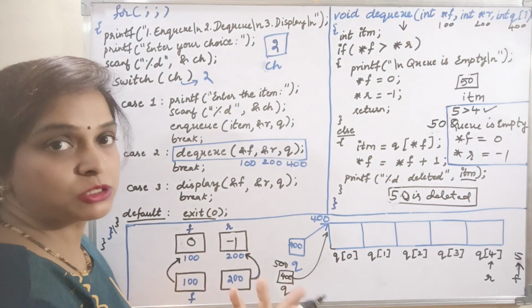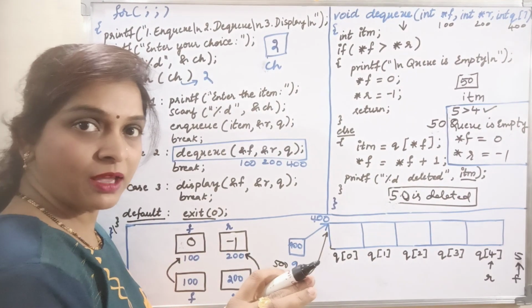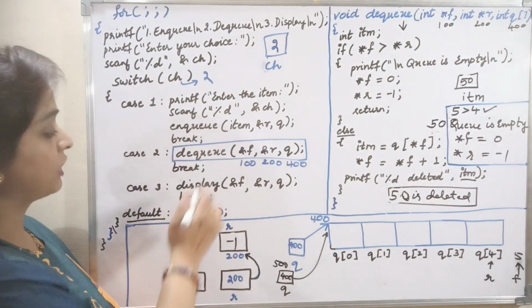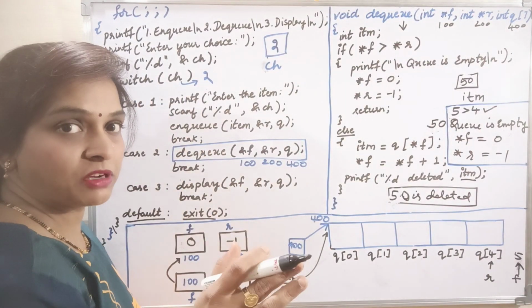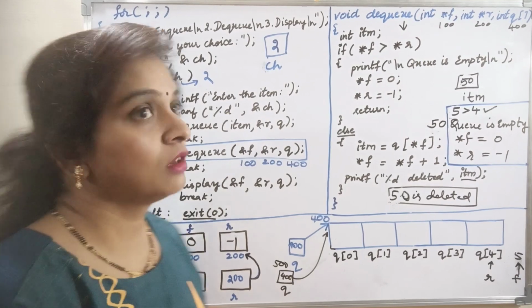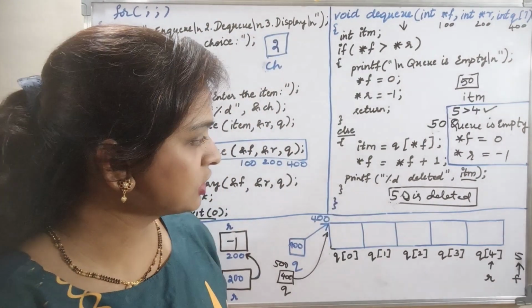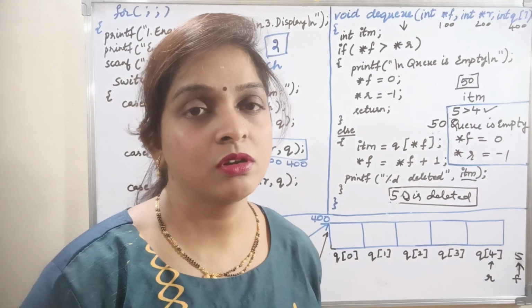I'll say exit. Exit means what? Come out of the program. Maybe you may think that you will come out of the switch. No. Exit says you come out of the program itself. So there is no infinite loop there. So you will come out of the program. So this is what with the dequeue algorithm.